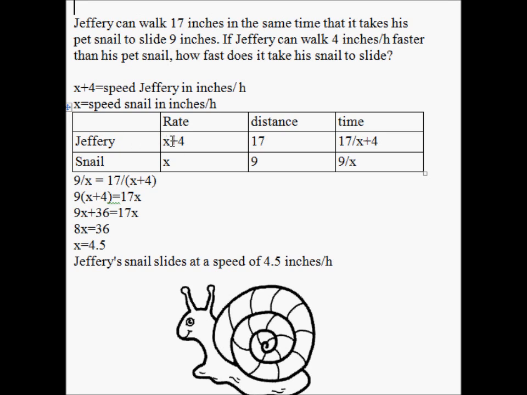Using this data, you can create a chart that puts Jeffrey and his rate, x plus 4, his distance, 17, and his time, 17 over x plus 4, because time equals distance over rate. His snail's rate is x, and the distance that his snail travels is 9. So you put 9 over x.